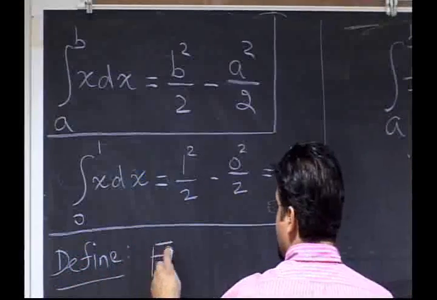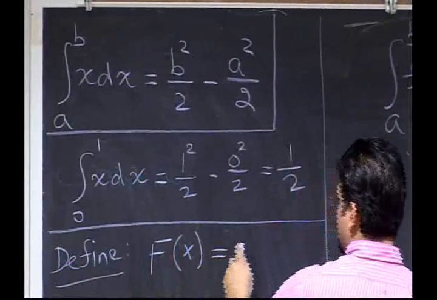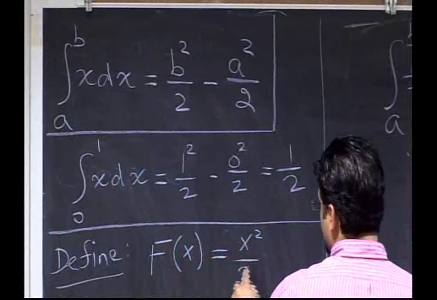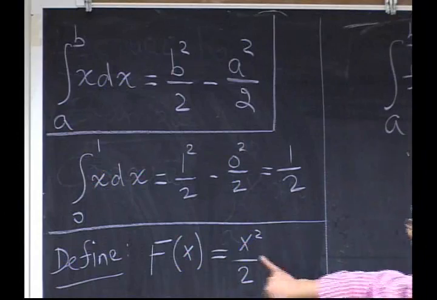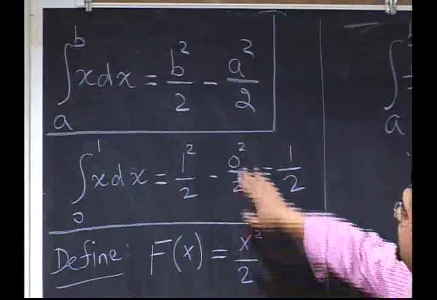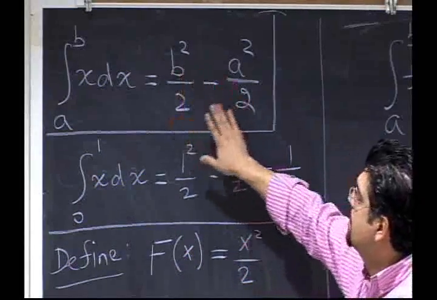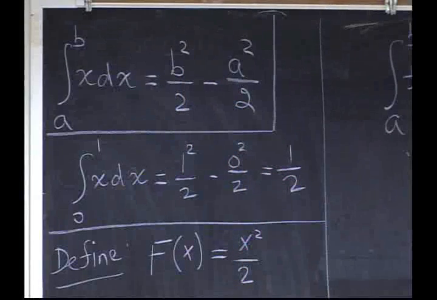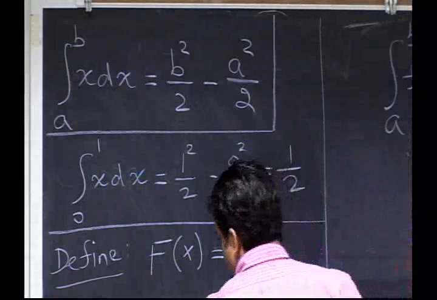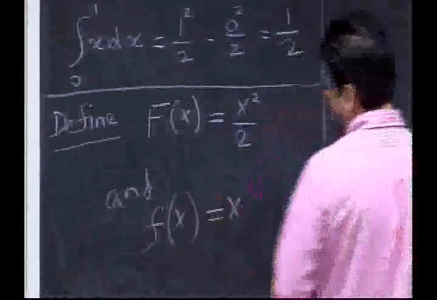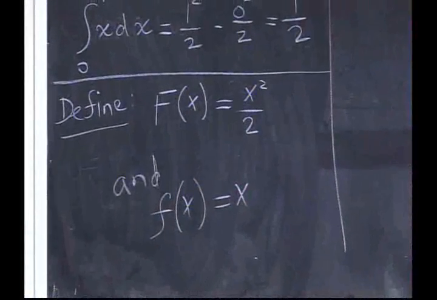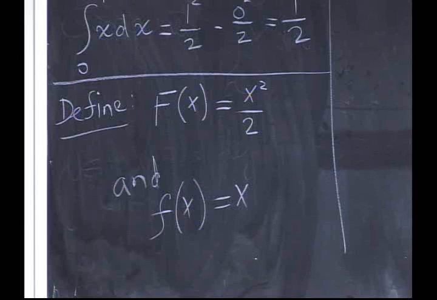Okay, let's define capital F of x to be x squared over 2. The motivation to define F of x as x squared over 2 is these expressions over here. And we're also going to define, as before, our original function that we were integrating, f of x, to be x.